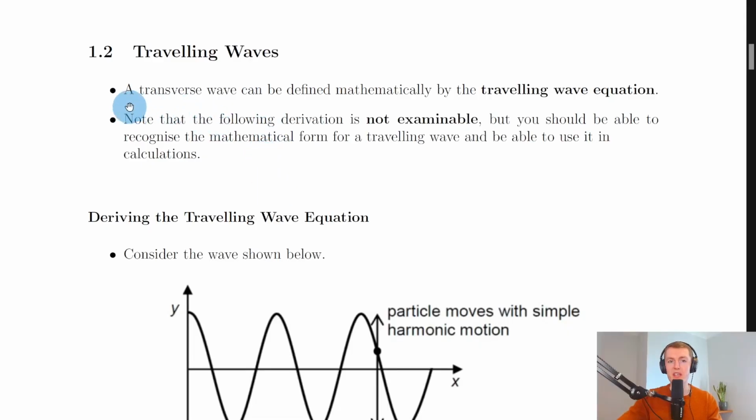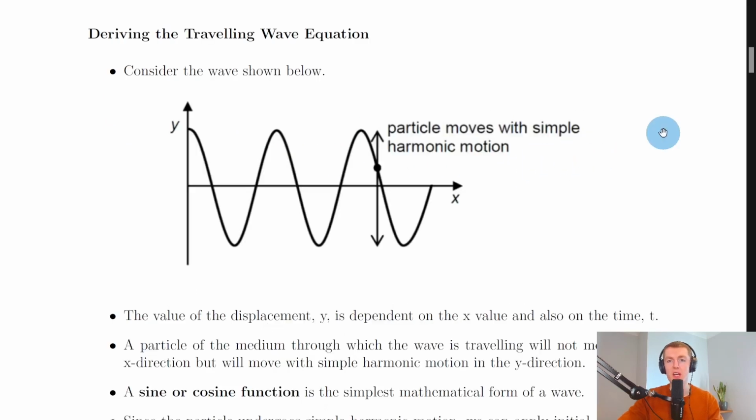It starts here by saying that a transverse wave can be defined mathematically by the travelling wave equation. Note that the following derivation is not examinable, but you should be able to recognise the mathematical form for a travelling wave and be able to use it in calculations. So let's go through the derivation here of the travelling wave equation and see if you can understand the steps as we go. So firstly it says consider the wave shown below.